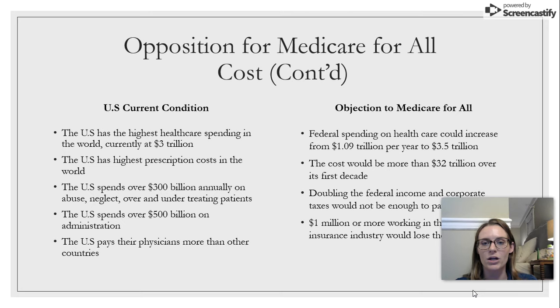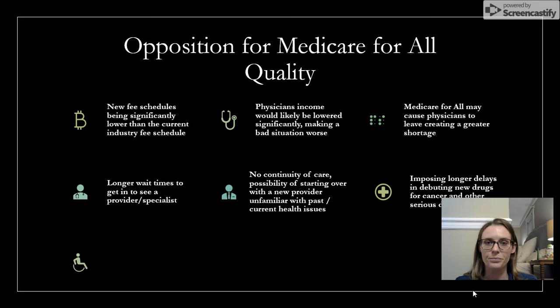That same compare and contrast for the cost on the left is now being opposed by the objection to Medicare for all on the right, that state that arguably the cost for Medicare for all would go up dramatically and would actually cost more than our current healthcare system. And that arguably the quality would go down because we are imposing longer delays and delaying new drugs, that people would die from otherwise possibly curable or treatable conditions with newer medications.